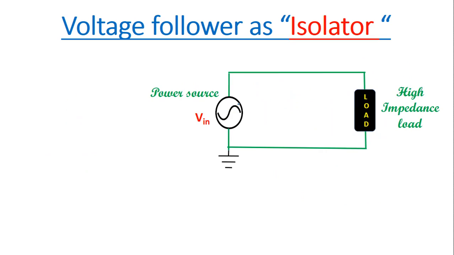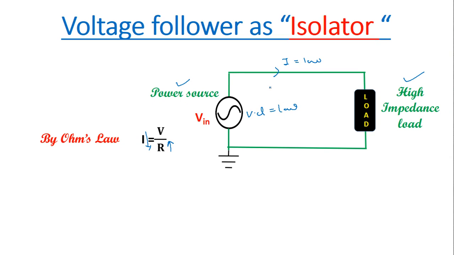Now let us take one circuit diagram. Here is the power source, and it is feeding a high impedance load. By Ohm's law, I is equal to V by R. Here the impedance is high, so less current will flow in the circuit. This high impedance load will take less current from the power source, so the voltage drop across the power source will be low, and power consumption will be low.